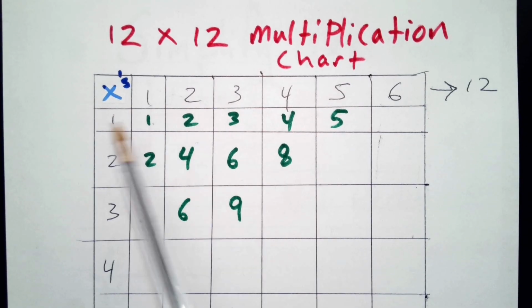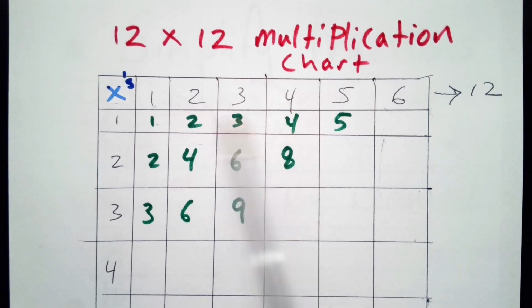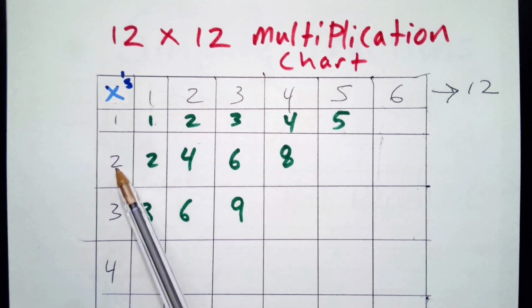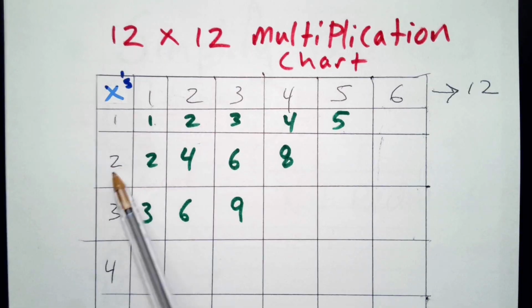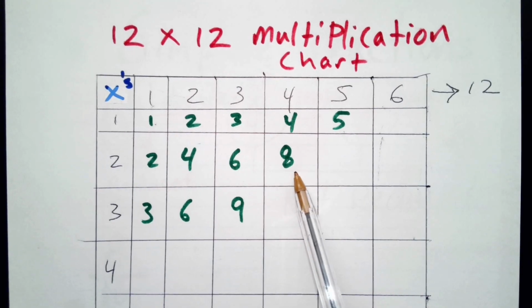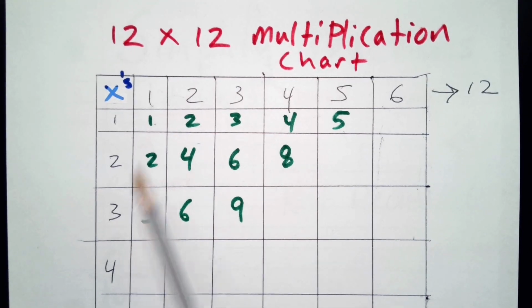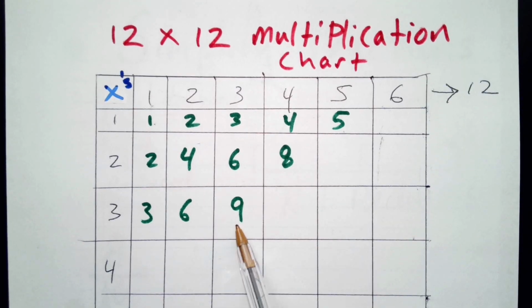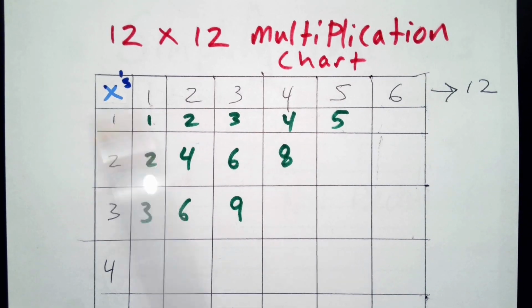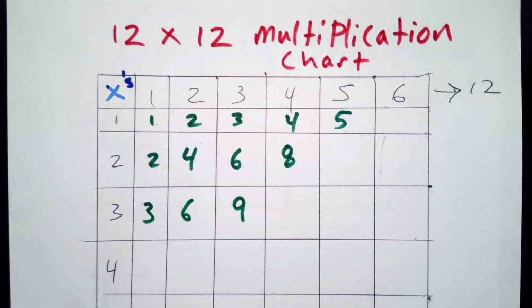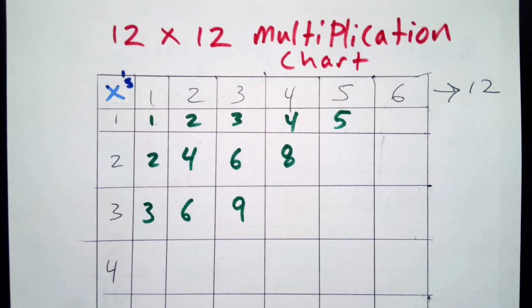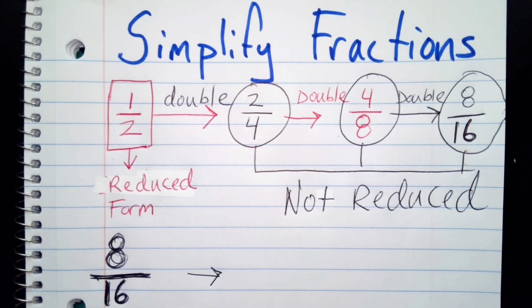1 times 2 is 2. 1 times 3 is 3. 1 times 4 is 4. 1 times 5 is 5. 2 times 1 is 2. 2 times 2 is 4. 2 times 3 is 6. And 2 times 4 is 8. 3 times 1 is 3. 3 times 2 is 6. 3 times 3 is 9. And on and on and on. The more you go over these different products on the multiplication chart, finding the products, the better you will get at dividing. Which brings us to simplifying fractions, of course.